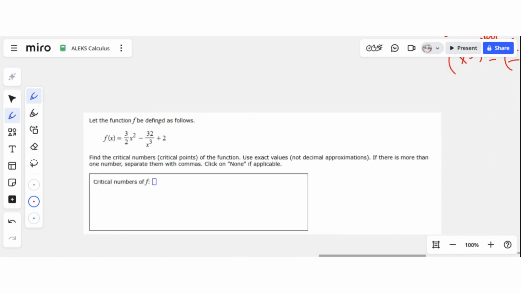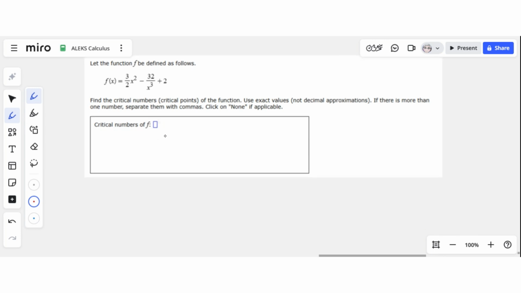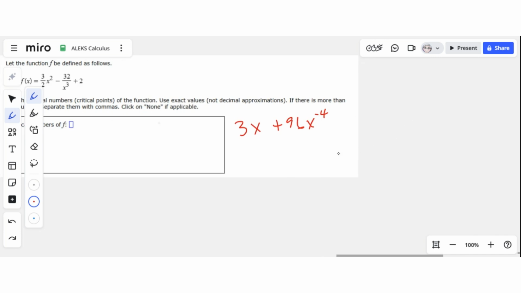Let's try one more, see if we can do another one. So we've got 3/2 x squared minus 32 over x to the third, plus 2. Let's start with the power rule. So that's easy. 2 times 3/2 is 3. And then 2 minus 1 for the power is just 1. So 3x we get there. And then here, we're going to multiply by a -3. That's going to give us a positive 96. And then we lower the power by 1, x to the -4th. Okay, and then we don't have a plus 2. That's going to disappear.